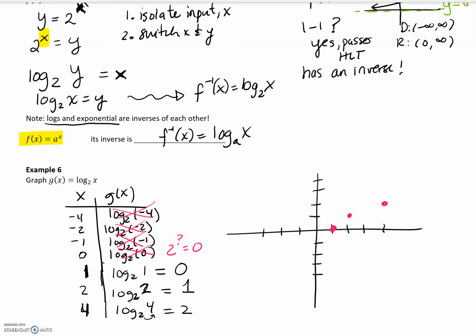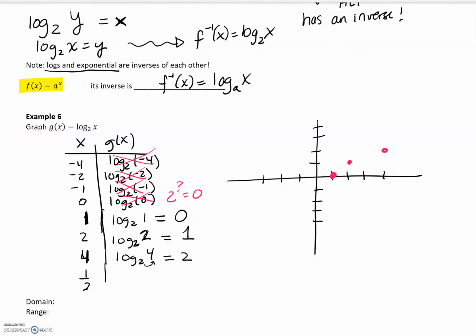And if I put, let's say 1/2, let's put one more. I'm going to get log base 2 of 1/2. And in order to get 2 to become 1/2, remember I need a negative exponent to be spit out. So my next ordered pair is going to be 1/2 for my input of x. And then my output was going to be a -1. So 1/2 gives me -1.